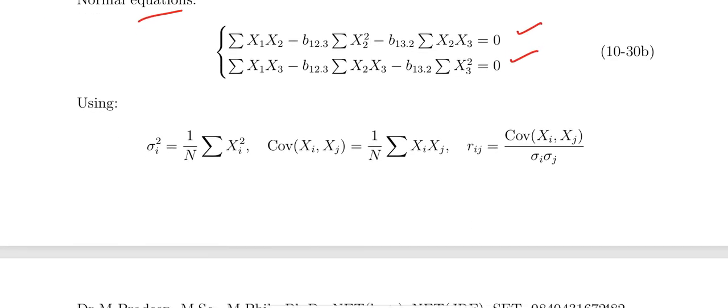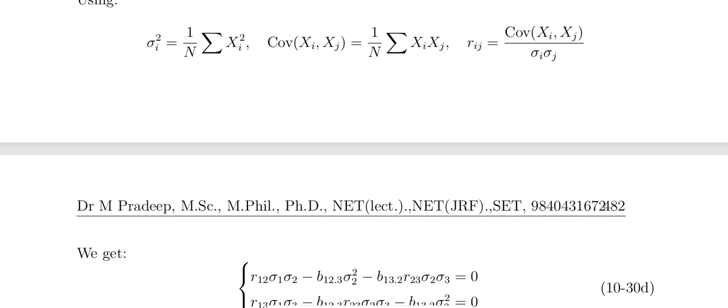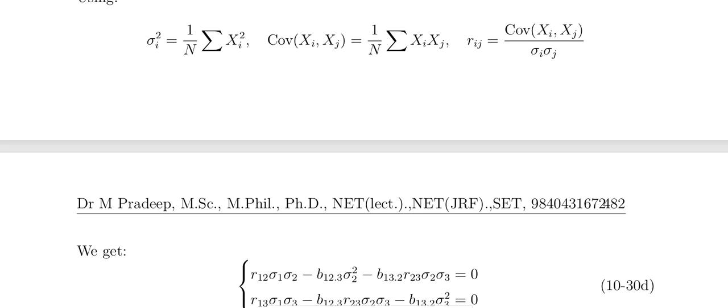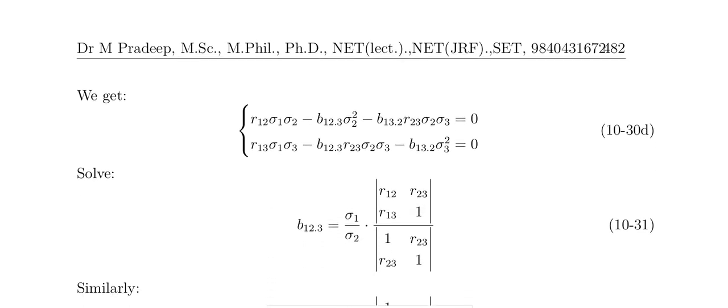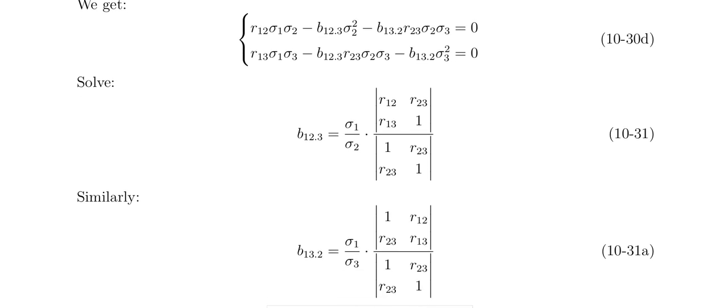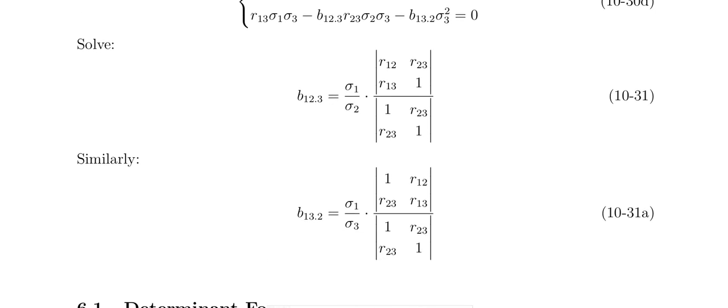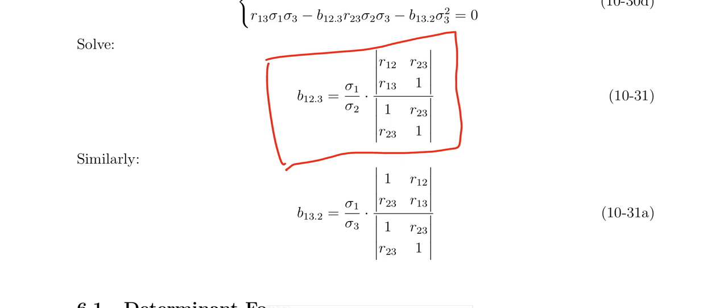And sigma i square equal to 1 by n summation x square. We know the covariance of xi and the correlation coefficient. If you substitute everything, we get this one, r12. So from this, if you solve for b123, it is equal to sigma 1 by sigma 2 times a formula. When solving this, you have to memorize it a little. That is called b123, that is sigma 1 by sigma 2.